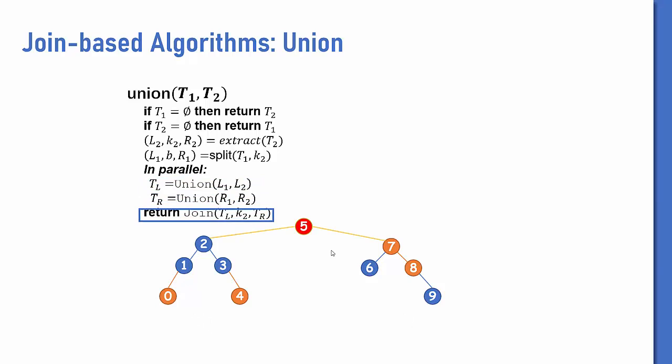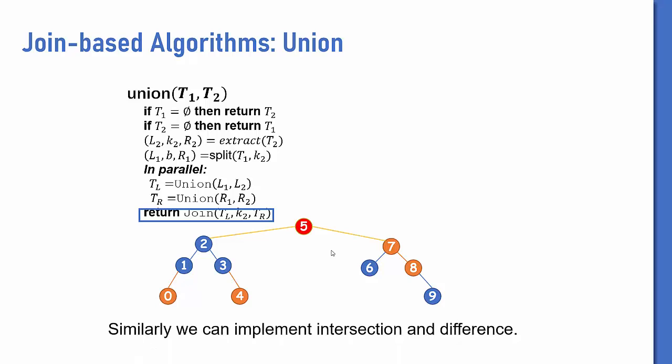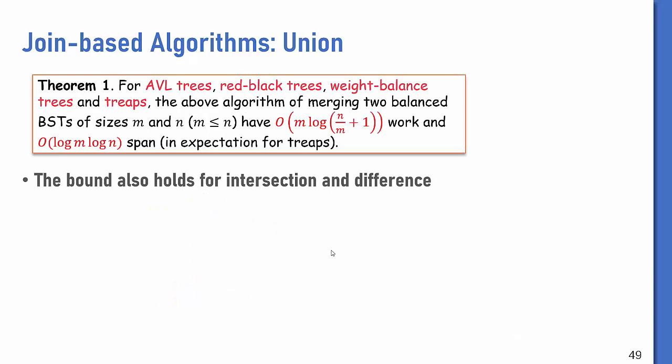Actually, we can implement other set operations like intersection and difference in a similar way. And sometimes we need to use join2 instead of join here. The good thing about these join-based set algorithms is that they are all work efficient, meeting the lower bound I've mentioned, and they are also highly parallelized. The span is polylogarithmic. Of course, the algorithm also applies to multiple balancing schemes.